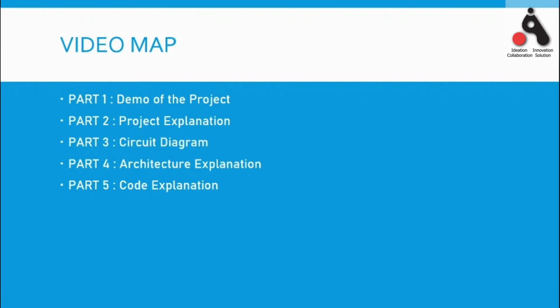In the second part we are going to see the explanation of the project and the objective of this tutorial, and in the next part we are going to understand the circuit diagram, and in the fourth part we are going to see the architecture, that is how everything is connected and how things like Adafruit.io, IFTTT and other services are working in this project. In the last part we are going to see the Arduino code and its explanation. So let's look at the demo of this project in the next slide.